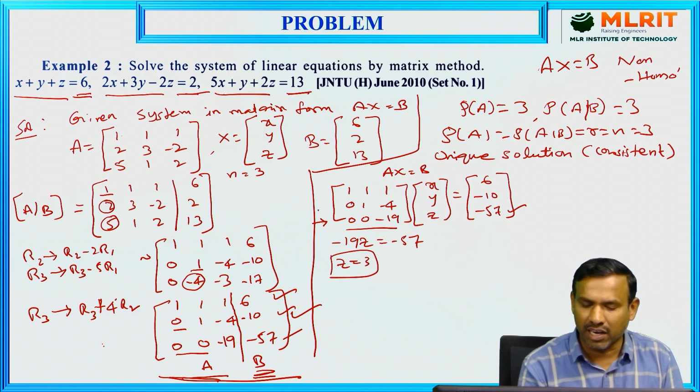Next, take the second equation: 0 into x, 0. 1 into y, y. Minus 4 into z, minus 4z.